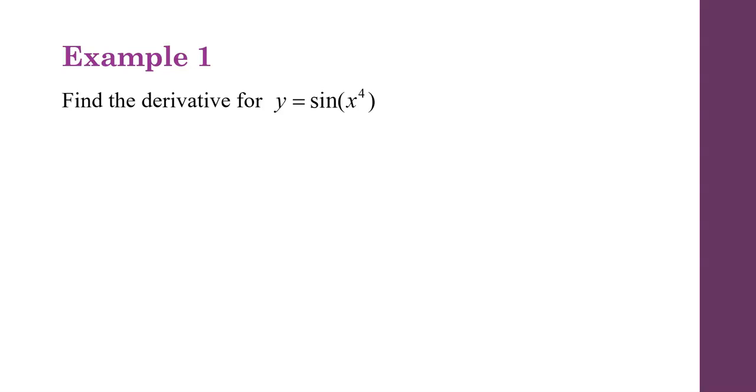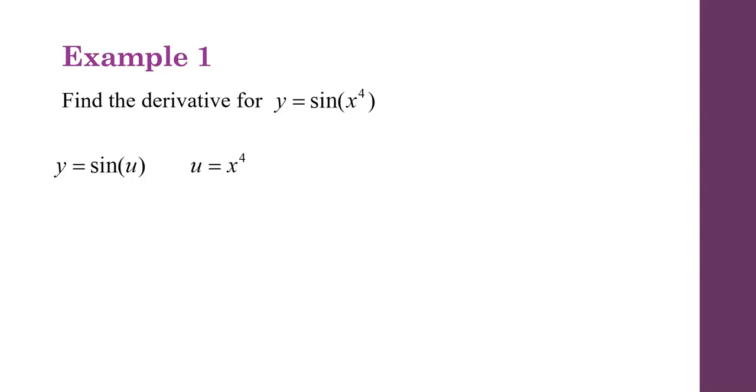So let's look at some examples. The first example, we have a basic function y equals sine of x to the fourth. So again, it's a composite of sine of x and x to the fourth. So if we look at them in terms of the notation we had, we can define y to be sine of u and u be x to the fourth.